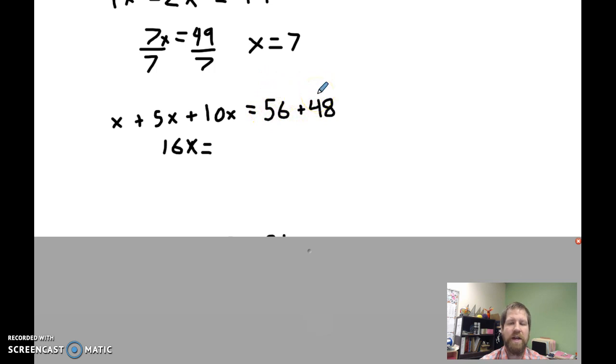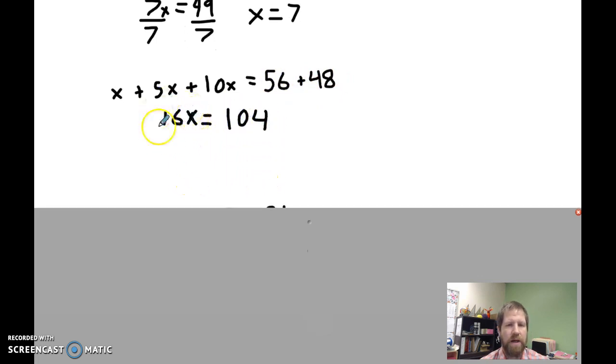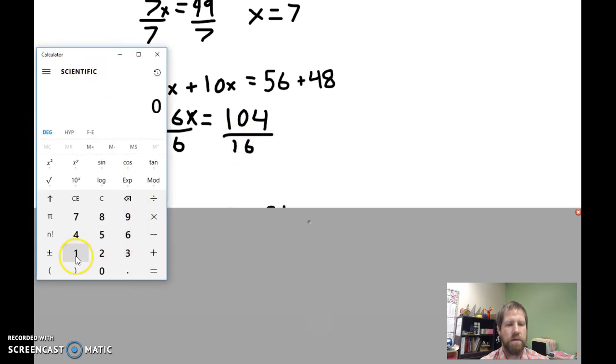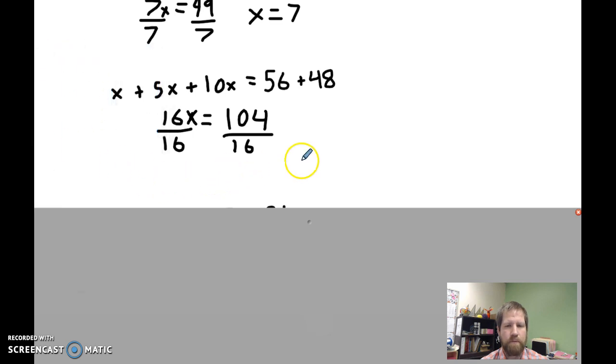50 plus 40 is 90. 6 plus 8 is 14. So 90 plus 14 is 104. Okay. And now I've isolated my variable. I need to solve for it. Divide by 16. Divide by 16. I'm going to use my calculator on this one. 104 divided by 16. 6.5. So x is equal to 6.5.